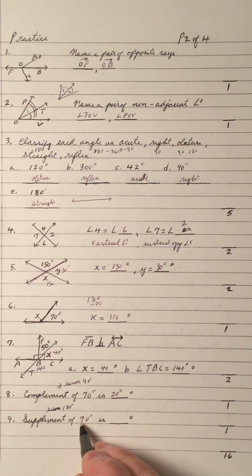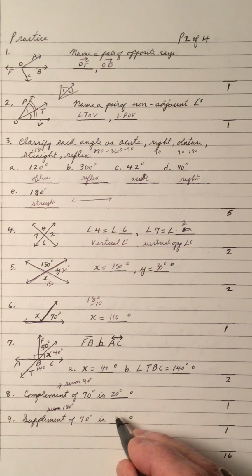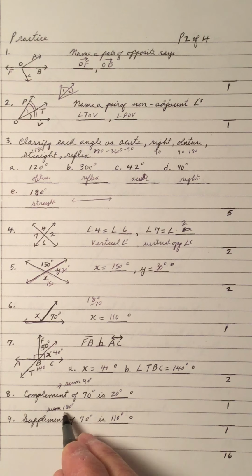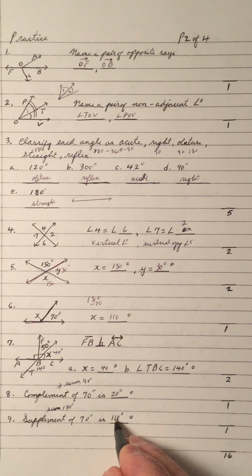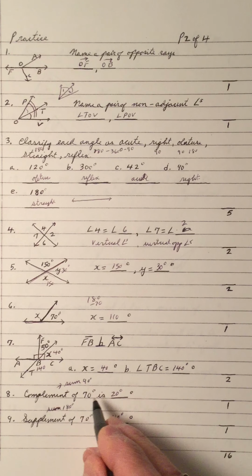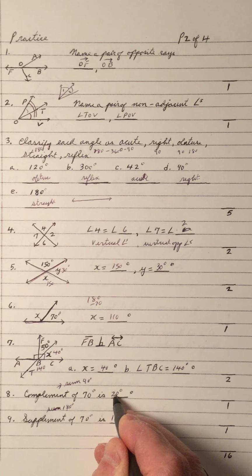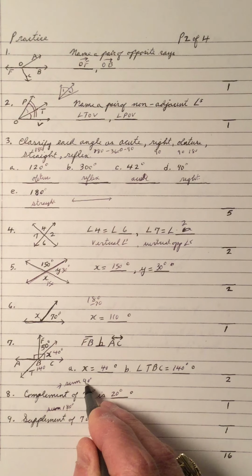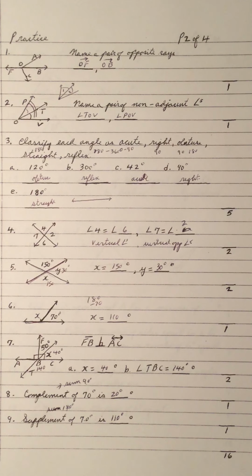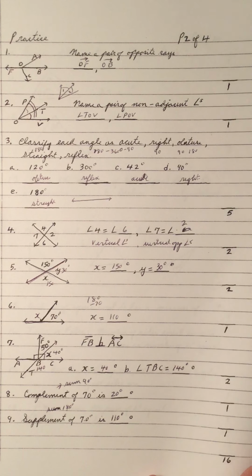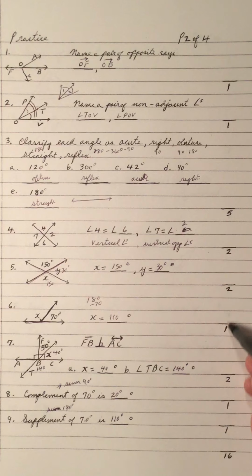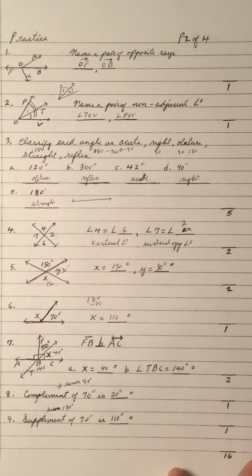And if you've got a 70-degree angle and you've got the supplement of it, it's 110. Because 70 and 110 is 180. So take the angle away from 180 and you got 110. 90 subtract 70 is 20. So 70 and 20 is 90. 70 and 110 is 180. Complementary, supplementary. What score did you get? Add them up out of 16 for that page.